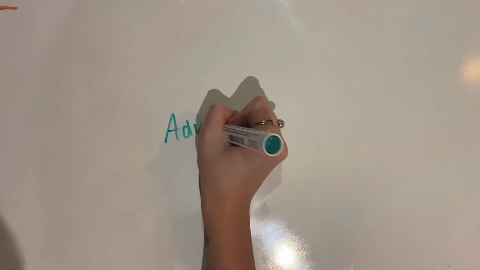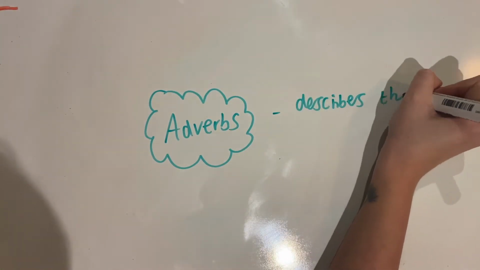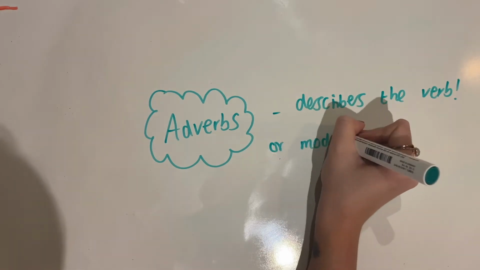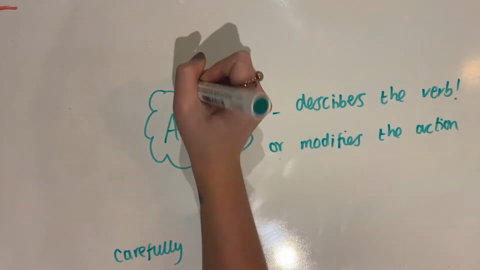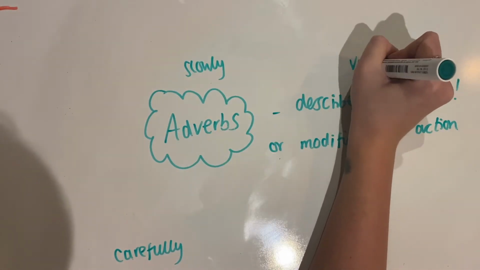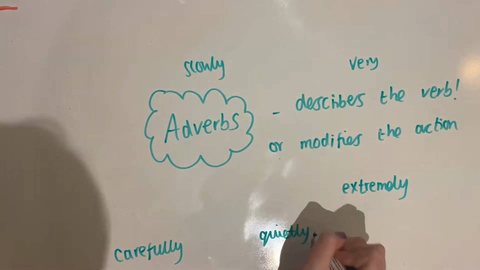Great job. Now on to adverbs, our last one. An adverb describes the verb and modifies the action. Here are some examples. Carefully, slowly, very, extremely, or quietly. Can you think of any more?